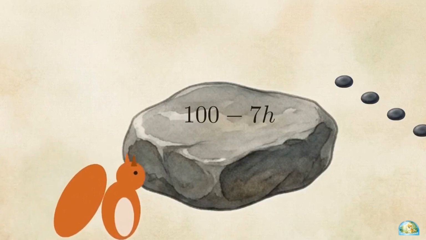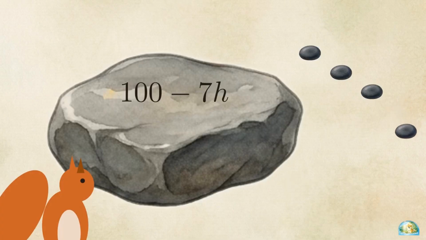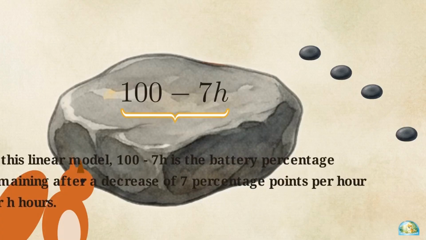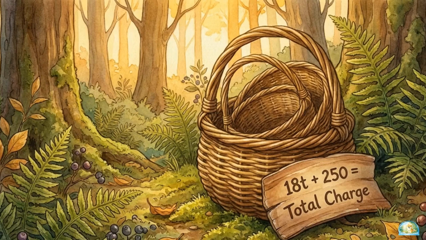Finally, consider a battery that starts at 100% and decreases by 7 percentage points per hour in a linear model. What does 100 minus 7H represent? The value 100 is the starting battery level. The term 7H is the decrease in percentage points after H hours. We have to be precise when defining this. We are interpreting a specific set of conditions, so our conclusion needs to include those exact boundaries. In this linear model, 100 minus 7H is the battery percentage remaining after a decrease of 7 percentage points per hour for H hours.